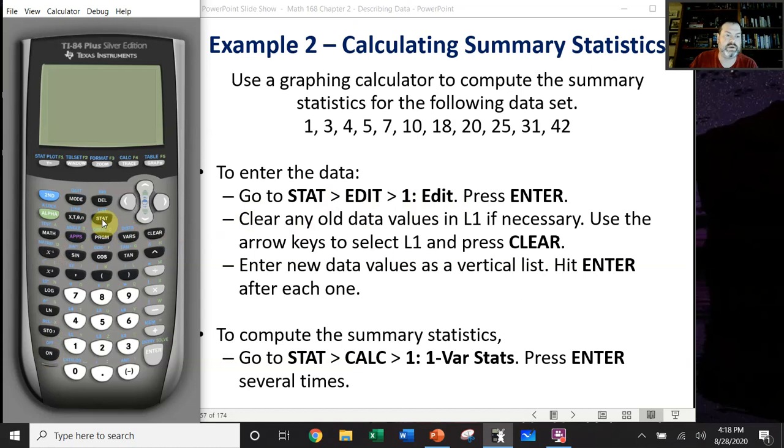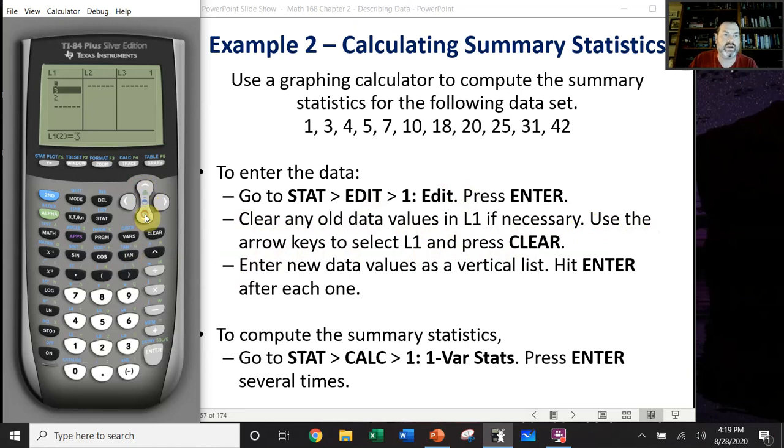So here's the Stat button. Here's Edit. My calculator defaults to this setting, so I just hit Enter. Notice that I have some values there already. Now, look at what it says here. Clear any old data values in L1 if necessary. Use the arrow keys to select L1 and press Clear.